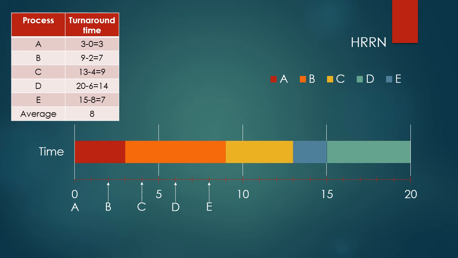Again, I am looking at turnaround times, but now for HRRN. A comes in at 0, finishes at 3. Turnaround time is 3. B comes in at 2, finishes at 9. Turnaround time is 7. C comes in at 4, finishes at 13. Turnaround time is 9. D comes in at 6, finishes at 20. Turnaround time is 14. E comes in at 8, finishes at 15. Turnaround time is 7. And the average comes out to be 8.